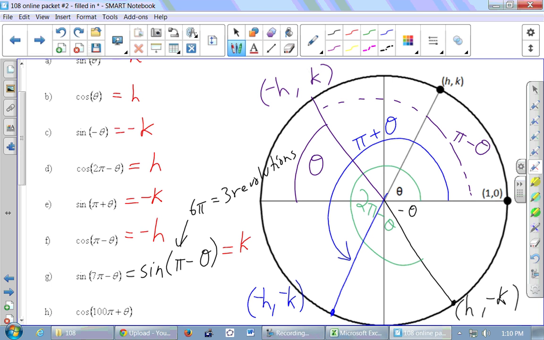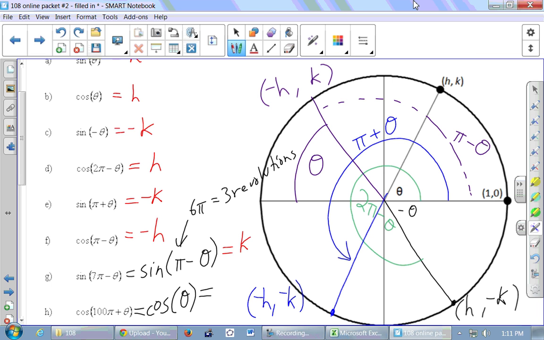Okay, and then finally part h, cosine of 100 pi plus theta. So again, we know that every 2 pi is 1 revolution. So 100 pi is 50 revolutions. The important thing is not the 50, but that going around any number of times doesn't make any difference. The only part that we care about is the leftover part after we've done all of our complete revolutions. So this problem is really just about the original angle, theta. So here are the coordinates. We want cosine. Cosine is the x. So this one, the answer is h.